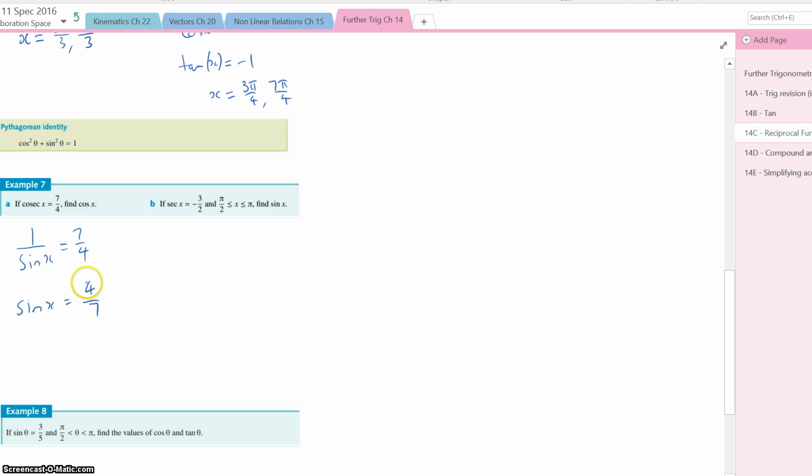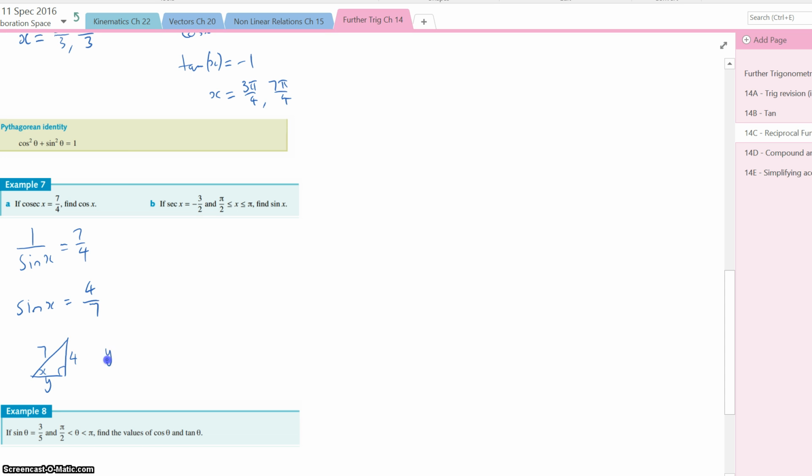Now I want cos x, not sine x. There's two ways that I can work this out. One is that I can just draw a little triangle, because sine means opposite over hypotenuse. So x is the angle, opposite is 4, hypotenuse is 7. So I'm going to find out what this y is here.